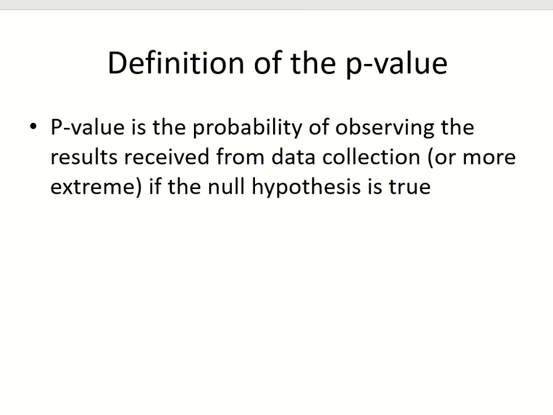So maybe you're comparing a treatment to placebo in terms of reducing blood pressure, and you observed a drop in blood pressure of 5 units. The question is, what is the probability of observing this much drop in blood pressure if in reality the null is true? What does it mean if in reality the null is true? It means if in reality the drug is not doing anything to blood pressure. So this is the definition of p-value.